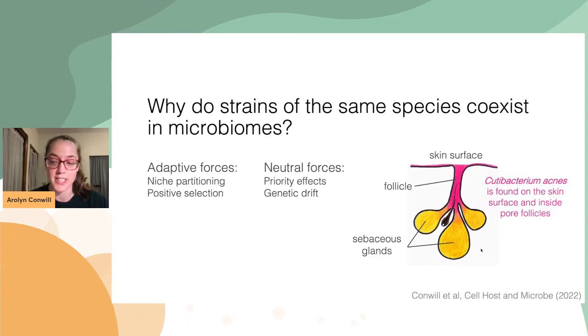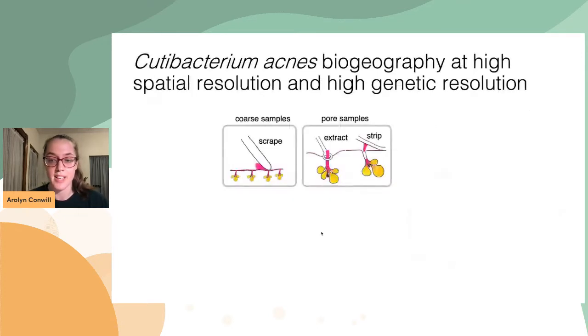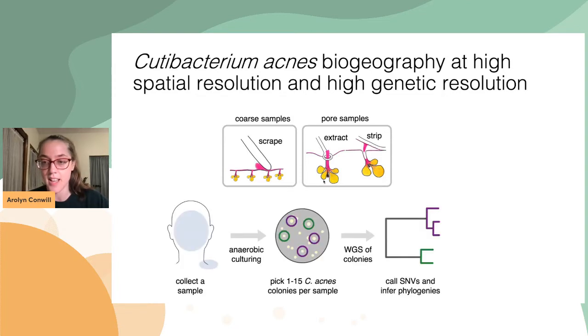The skin itself is a great system to study because it's easy to acquire samples over space, which facilitates our study of biogeography. In particular, we sampled across sebaceous skin sites using different techniques in order to gather material at coarse spatial scale and at fine spatial scale, including from inside the follicles of single skin pores. For each sample, we streaked out our collected material on an agar plate, incubated it in anaerobic conditions, and picked up to around 15 colonies per sample. We then performed whole genome sequencing of each colony.